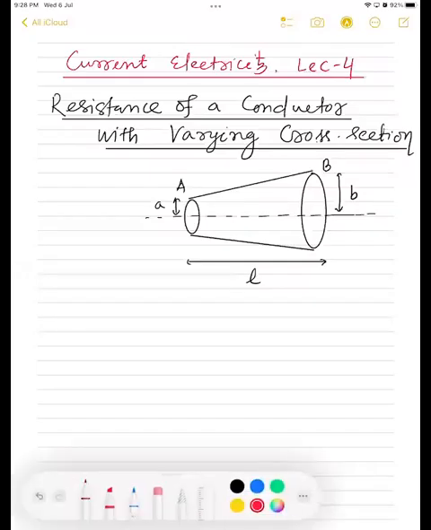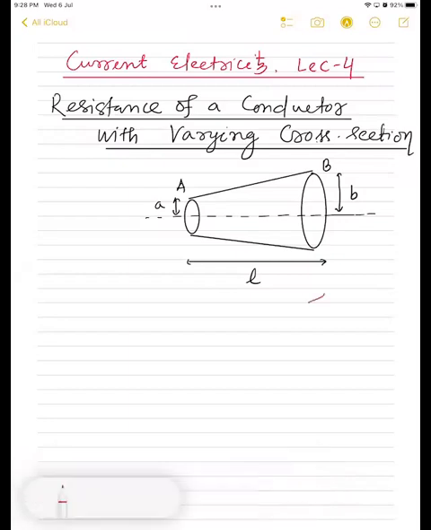Students, in continuation, let's see another example on current electricity. That is the resistance of a conductor with varying cross section. If it is a uniform wire, then you know R is equal to rho L by A. Yes or no? This formula you already know. But here the cross section is not uniform.